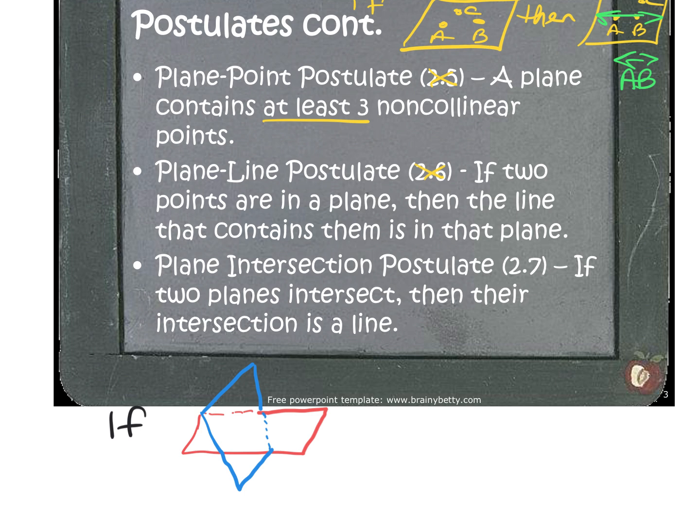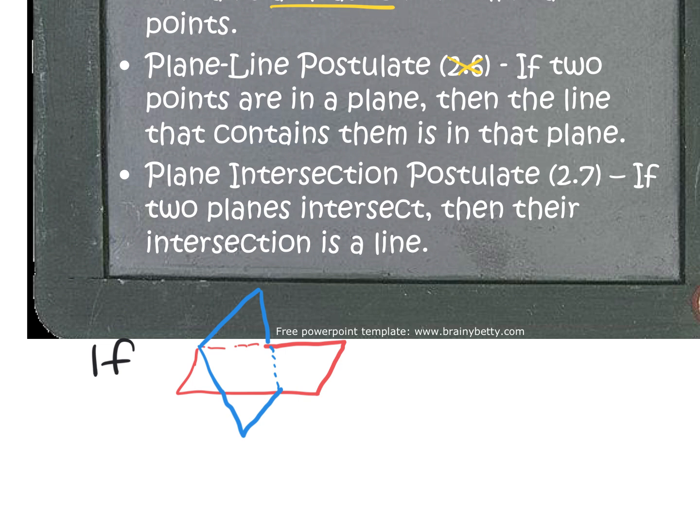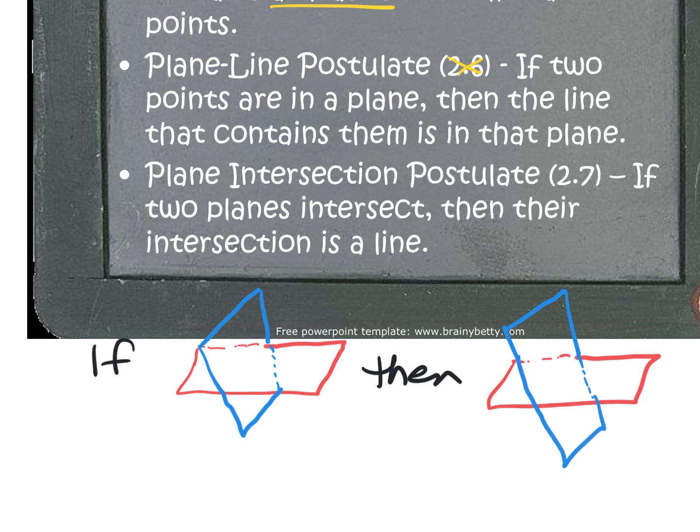So these are my two planes. I got a blue one and a red one. If I start out by saying if two planes intersect, then I'm going to draw exactly the same two planes again, and then show where their intersection is. Their intersection would be a line, and it's here in purple. So this would be a demonstration of the last one, the plane intersection postulate.